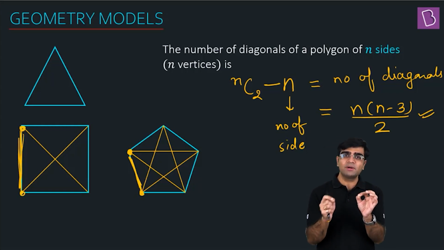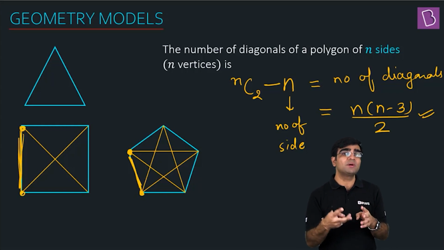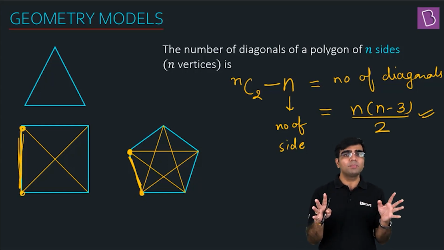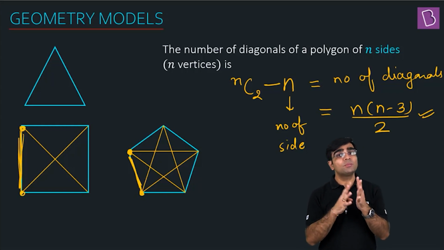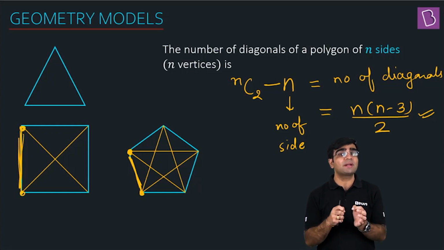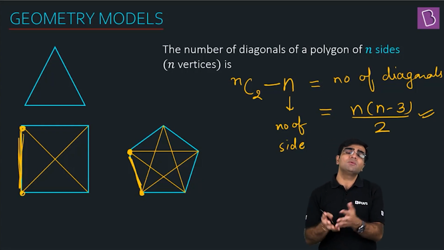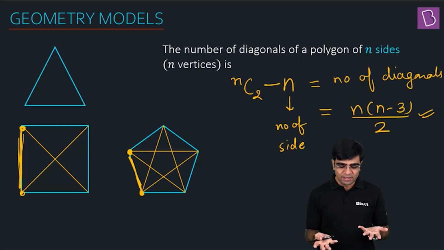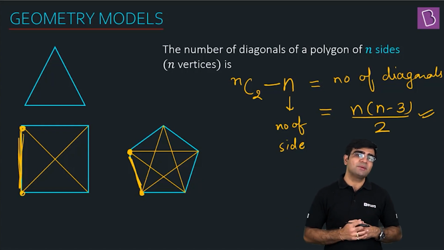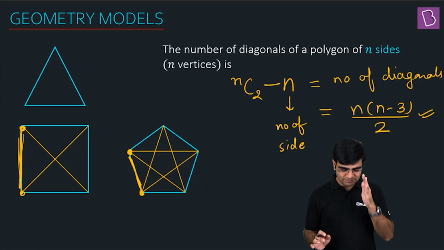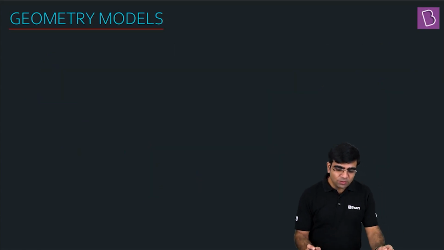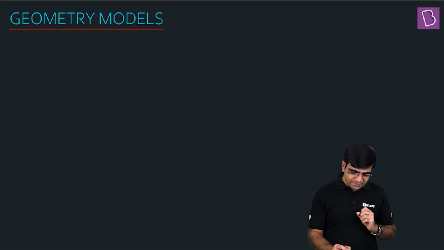If an n-sided polygon will have n vertices, I can choose any 2 vertices by nC2. That will give me all the possible diagonals as well as sides. From nC2, I need to subtract the number of sides, so that I'm left only with the number of diagonals, which will numerically become equal to n into (n minus 3) by 2. Sorted? Lovely. Let's quickly move on to one very interesting application of it.